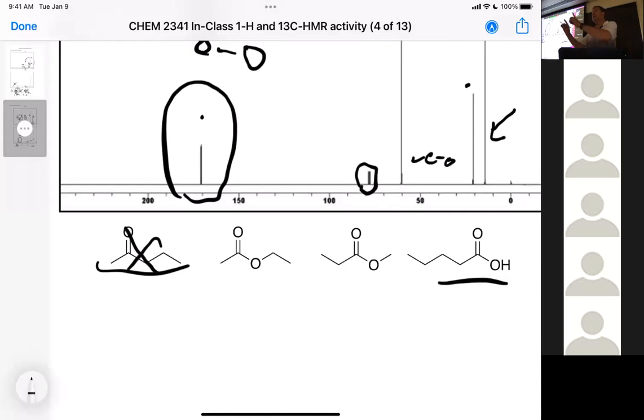No, because we didn't see it in the proton NMR. We didn't see the hydrogen in the proton NMR. So it can't be that. So it's got to be one of these other things, right?